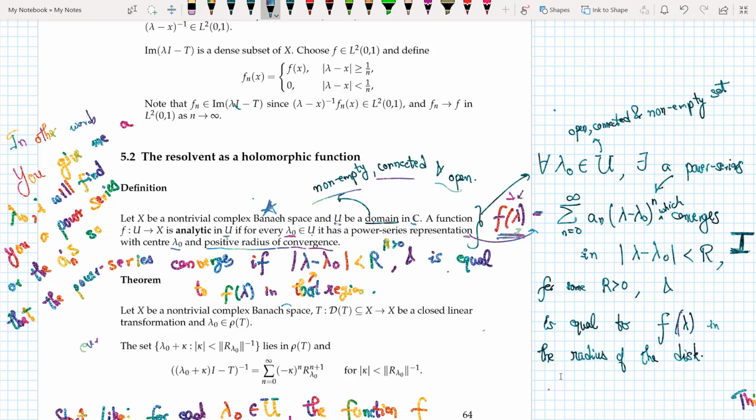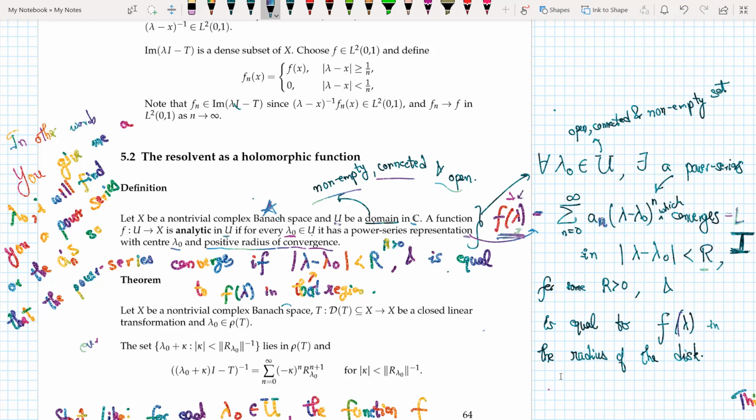By non-zero radius of convergence I mean that this power series converges for some r. So it converges in this region. If you have lambda naught and you define a lambda within this region, then this power series converges. So it has a finite value. This is what I mean by convergence, and it is equal to f lambda in the radius of the disk. So this is the concept.